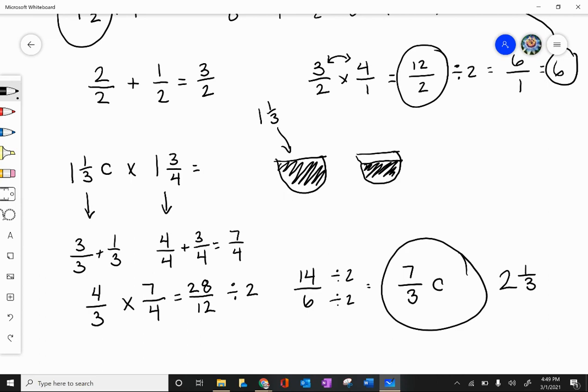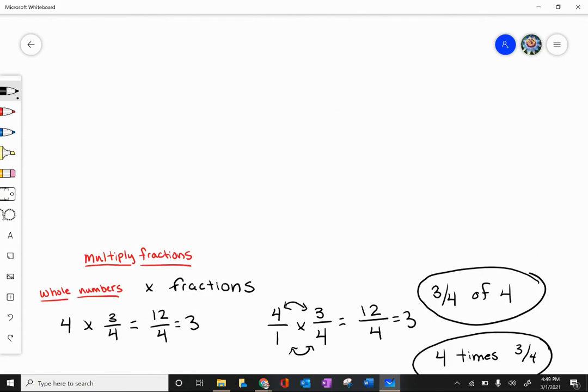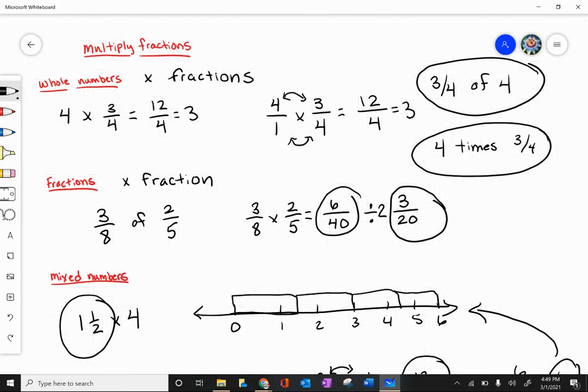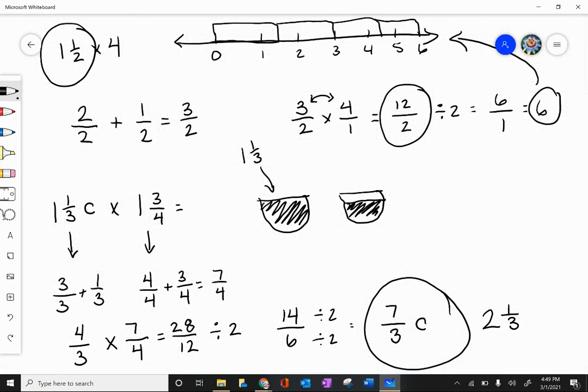All right, so that covers everything with multiplying fractions, from multiplying fractions by whole numbers, fractions of a fraction, and also mixed numbers.